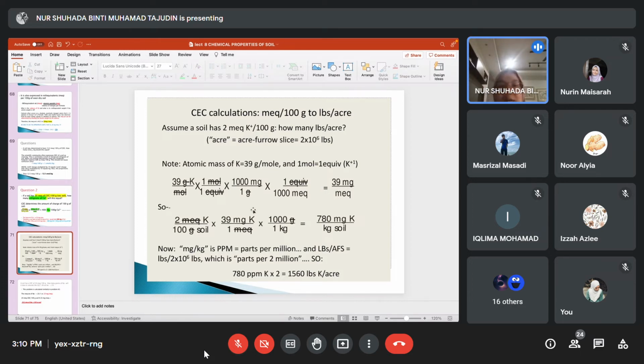Okay. So assume a soil has 2 MEQ. Yang ni lupakanlah, saya tak nak ajar daripada basic ni. Atas ni tak nak tengok. Okay. So from 2 MEQ of soils, kita darabkan dengan 39 mg over 1 MEQ. Ni faham Nurin? Sama calculation macam tadi. Faham. Because of K plus dia ada 1 charge sahaja because it has 1 charge. So 39 over 1. Kalau dia punya question is calcium berapa?